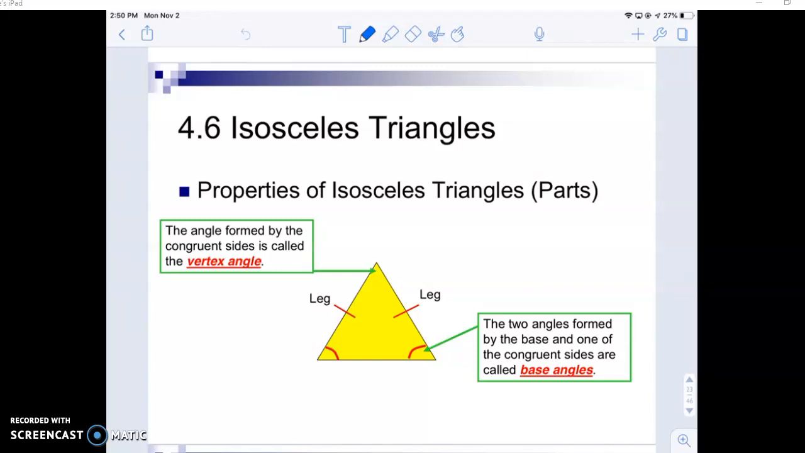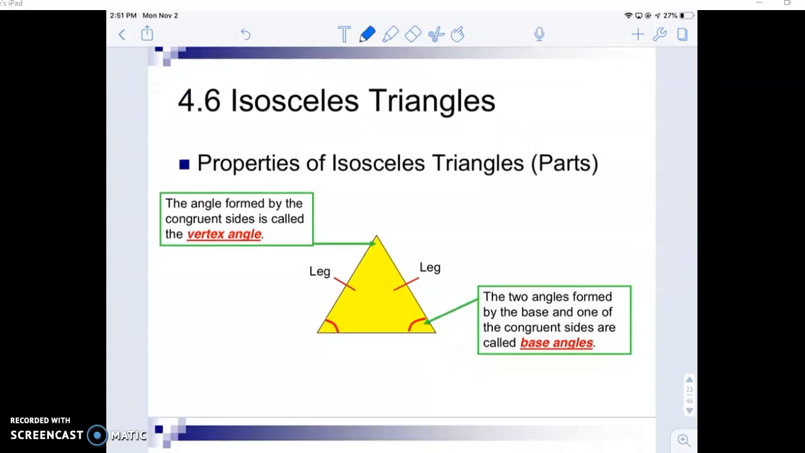This is the lesson video for 4.6. 4.6 is all about isosceles triangles. If you remember, an isosceles triangle is a triangle where two of the sides are congruent. We classify triangles, and there are three ways we classify them. Isosceles is just one of those. We'll talk about different parts and what we know about isosceles triangles.